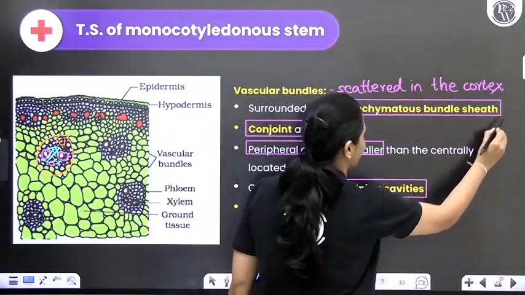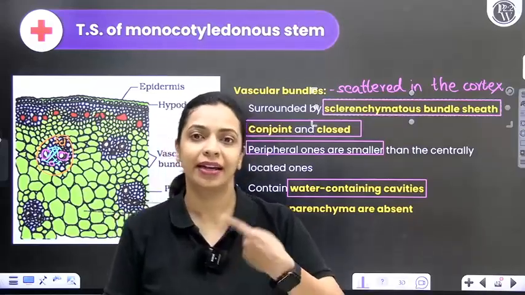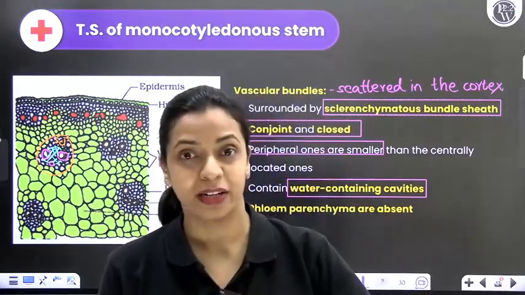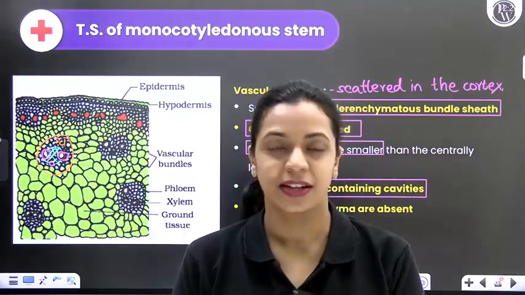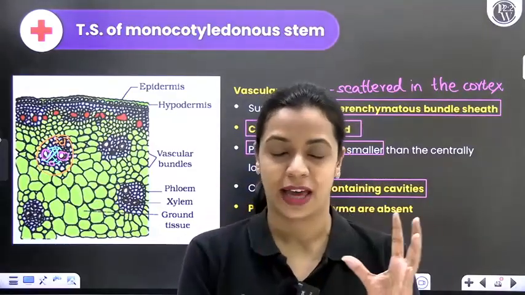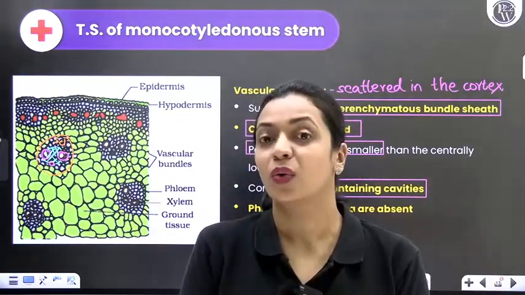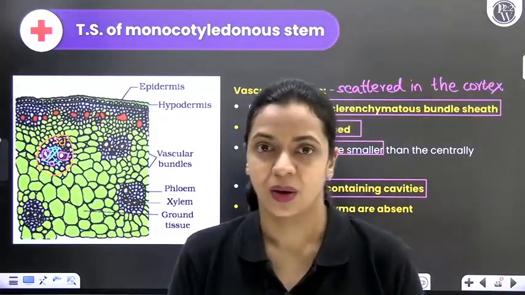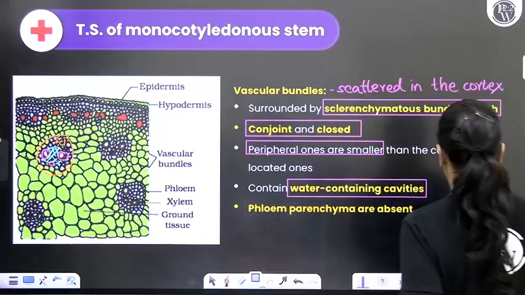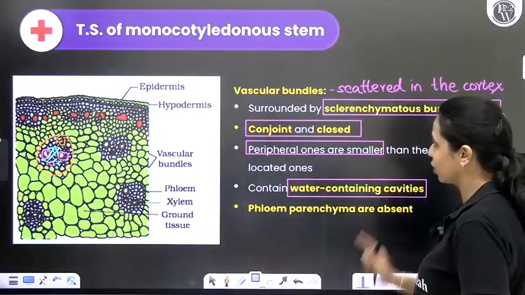What did we call sclerenchyma in dicot stem? We called it bundle cap. Where is sclerenchyma present over there? It is present right on top of the phloem like a cap. Over here it's present surrounding the xylem and phloem. It's forming a sheath. So we call it bundle sheath. Alright. This we had already studied.